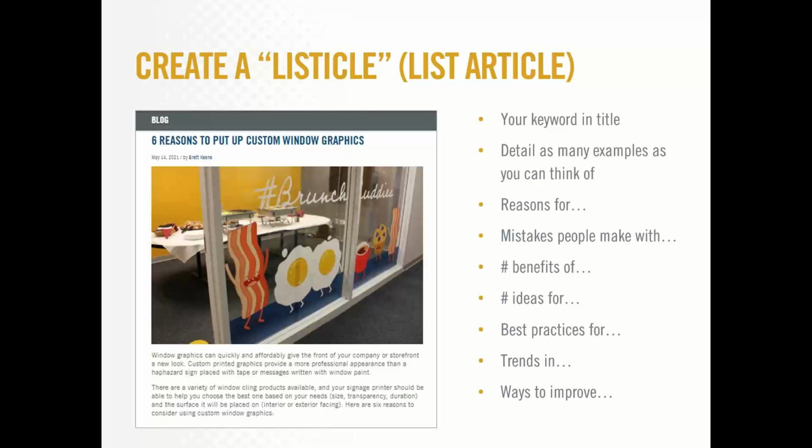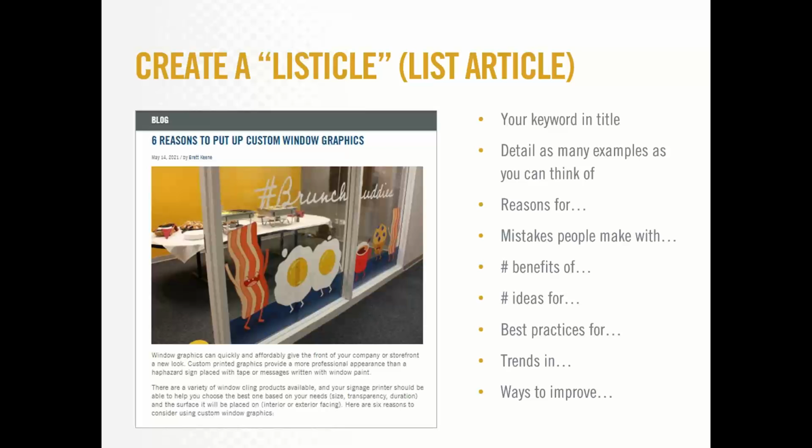Now you're going to take this list and choose one keyword that you want to focus on and create a listicle, which is a list article. So you can see here in this example, I chose window graphics and created a listicle, which always has a number in the title, 6 reasons to put up custom window graphics. You're going to want your keyword in the title, and then you're going to want to detail as many examples as you can think of.